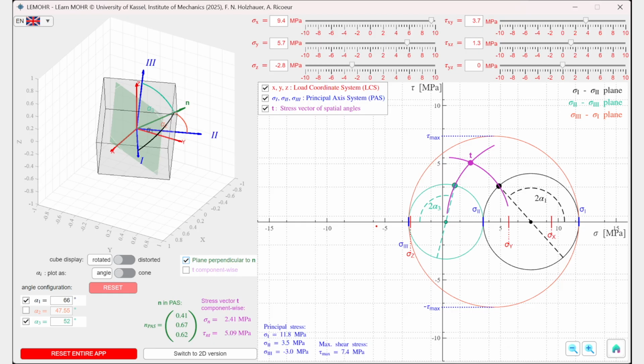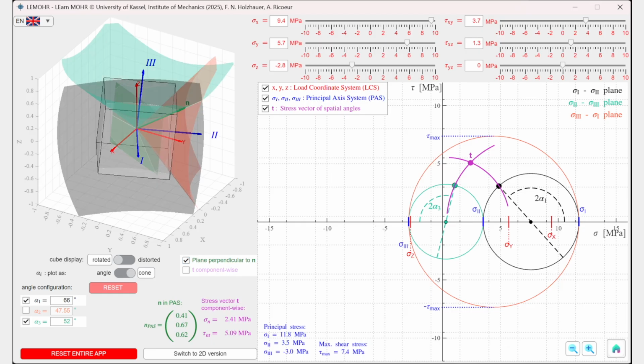To define the normal vector n, LEMOHR uses the concept of space angles. Space angles can be visualized as cones around an axis, where the angle between the cone surface and the axis corresponds to the space angle. If this principle is applied to all three axes of the principal axis system, a common intersection line may result. To ensure a unique intersection line and thus a unique normal vector n, LEMOHR computes a coherent combination of angles in the background based on the user-defined space angles.